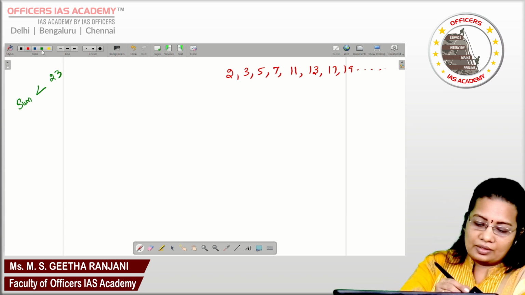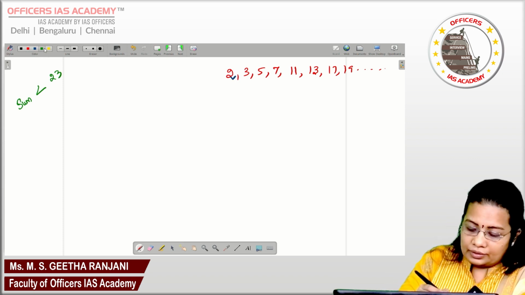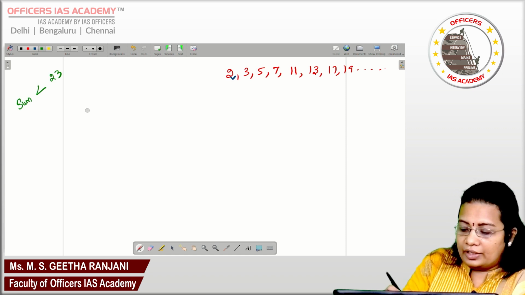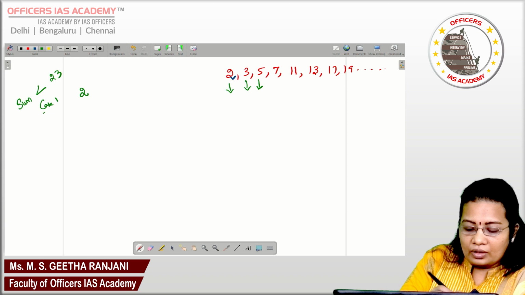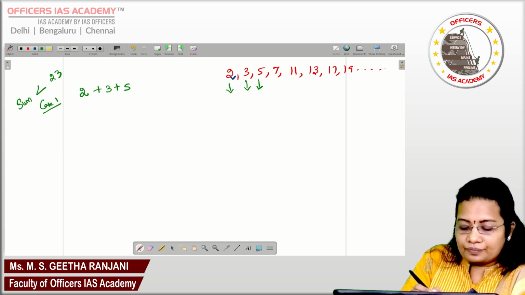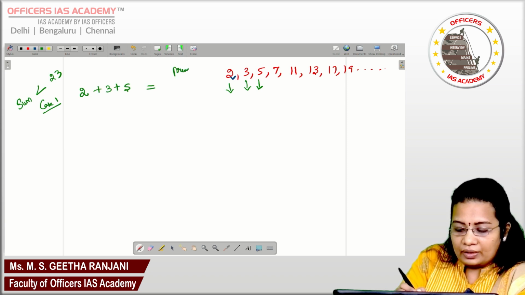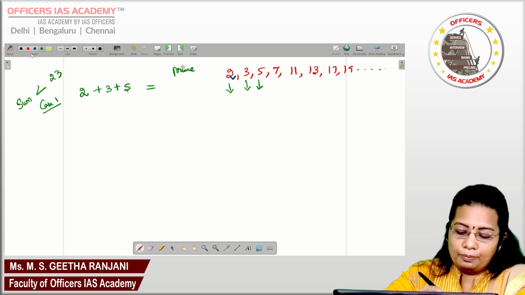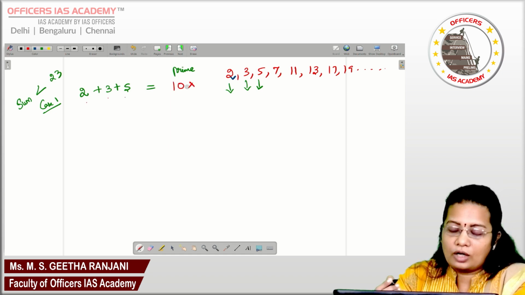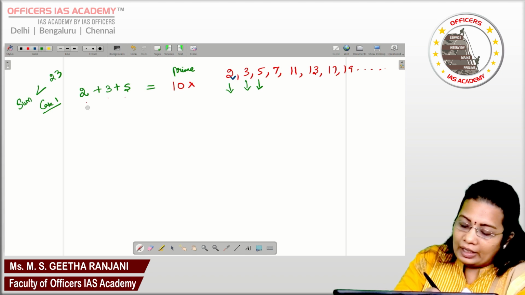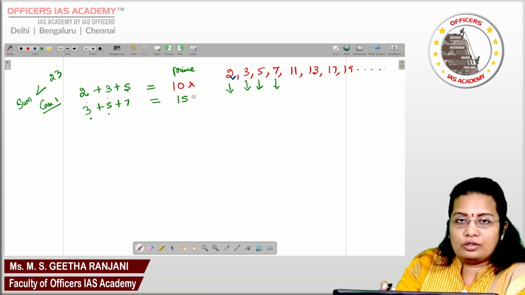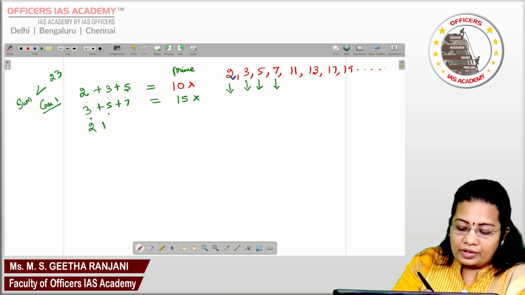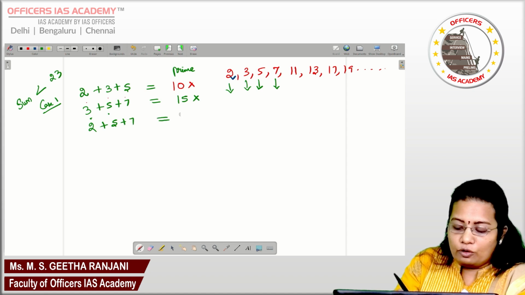Next, among these we want to select any three numbers. Let me take these three numbers. Case 1: 2 plus 3 plus 5. I want to check whether the sum is a prime number or not. 2 plus 3 plus 5 is 10, which is not prime. Next set, 3 plus 5 plus 7: 5 plus 3 is 8, 8 plus 7 is 15. It is also not prime. Shall we check 2, 5, 7? That is 14, also not prime.